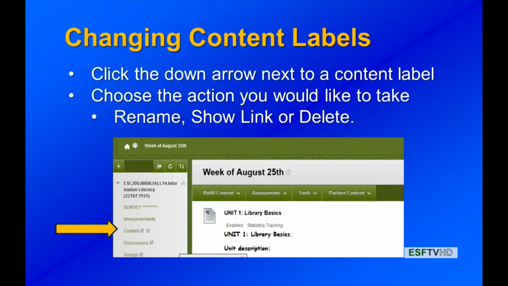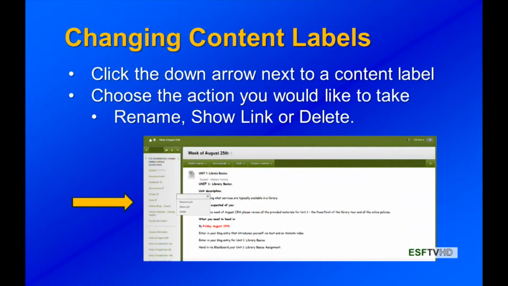Let's talk about what happens once you have that list of content areas on the left side. Once you have your content labels built up on that left side, and again, you get default content areas from the Blackboard template automatically, there's a down arrow that you can click on. So you put your mouse next to the content area that you wish to either hide or rename or delete. And then you can choose individually, content by content, what you'd like to do with each one.